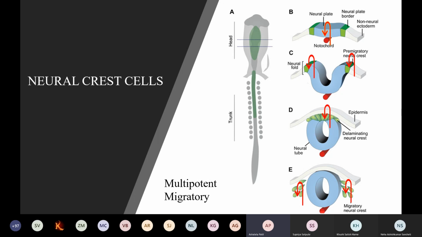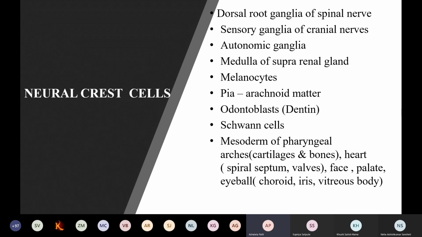If you see these neural crest cells, they are multipotent. They convert into various structures and they are migratory, they become motile. So what are the derivatives of these neural crest cells? All these ganglia: dorsal root ganglia of the spinal nerves, sensory ganglia of the cranial nerves, then autonomic ganglia, the sympathetic and parasympathetic chain, the medulla of the suprarenal gland, then melanocytes. They form the leptomeninges, that is pia and arachnoid, odontoblast cells, that is the dentin. Also they form the Schwann cells. All these neuroglial cells, Schwann cells, oligodendrocytes, ependymal cells, or astrocytes, all these are the derivatives.